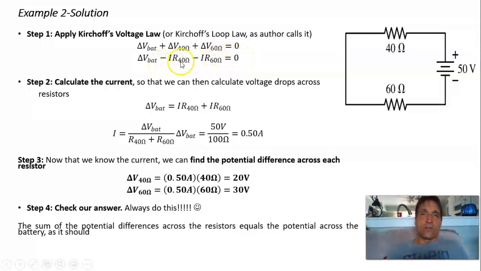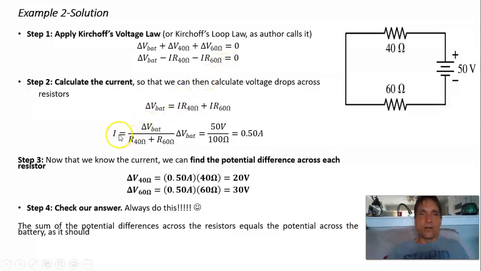Now you might say, well, how stupid. Why don't you just put in 40 ohms and 60 ohms? True. But I want to keep it in symbolic form just right now because this applies for pretty much any case. So now we know that the resistor values are 40 ohm and 60 ohm. We know that the potential difference across the battery is 50. We know everything but the current, and so we can solve for the current.